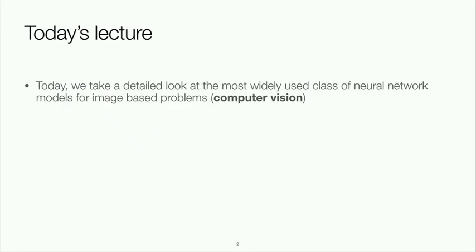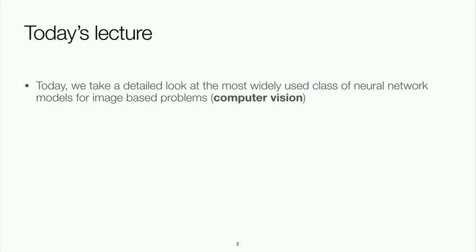These types of networks are the most widely used class of neural network models for what we typically think of as image-based problems, like trying to solve some machine learning problem with images as your input. People broadly refer to this as computer vision, right? Computers and how we let them see the natural world.